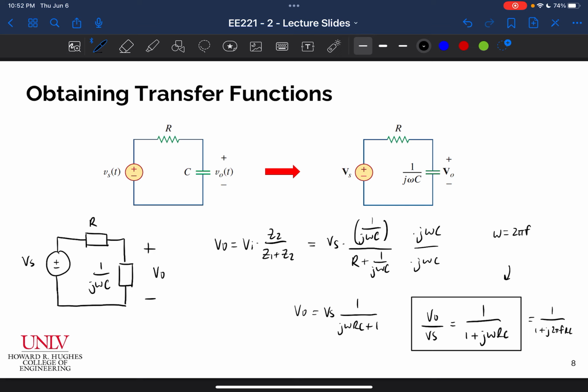Okay, so I'm going to go ahead and end this video right here, and then I believe in the next video I'm going to do another example, but using an RL circuit, just to kind of drive the points home. Okay, so let me end this video right here.